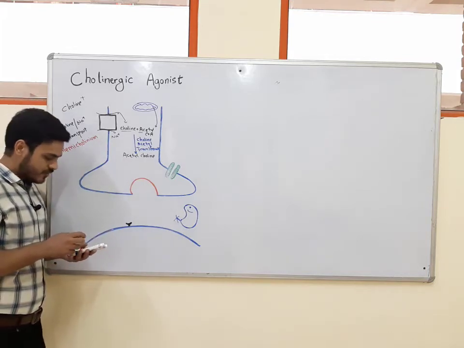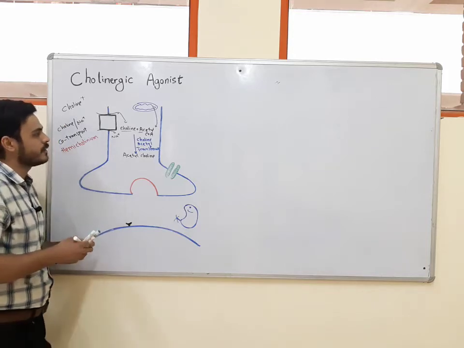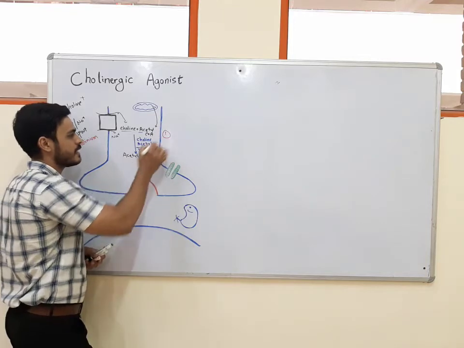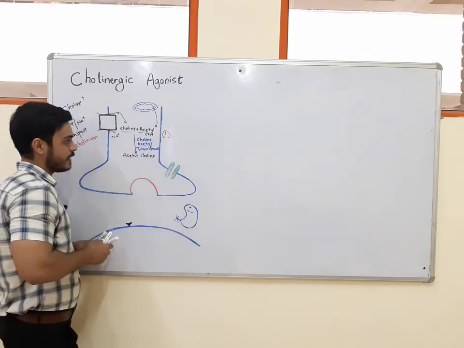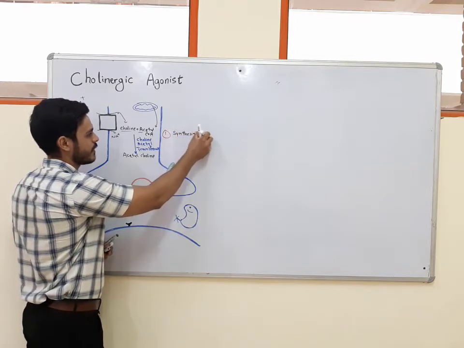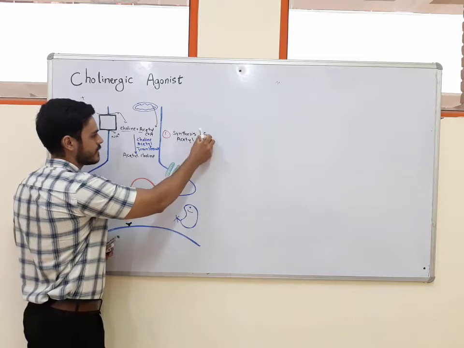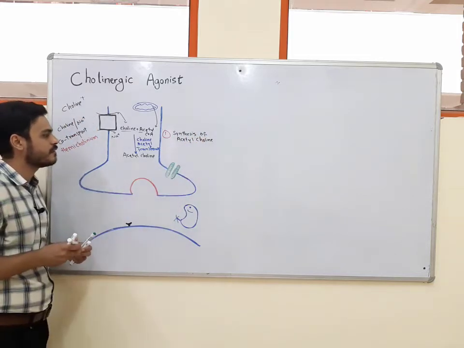This was the first step of neurotransmission in the cholinergic neuron, which is synthesis of acetylcholine. Synthesis of acetylcholine is the first step in the neurotransmission of cholinergic fibers.